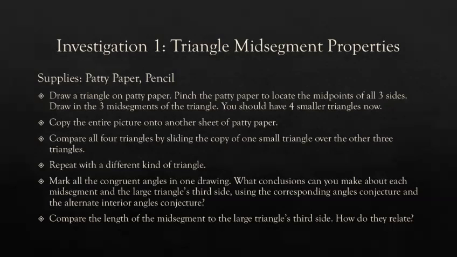Compare all four triangles by sliding the copy of one small triangle over the other three triangles. Go ahead and repeat that with a different shaped triangle. Mark all the congruent angles in one drawing. What conclusions can you make about each midsegment and the large triangle's third side using the corresponding angles conjecture and the alternate interior angles conjecture? Then compare the lengths of the midsegments to the triangle's third side. How are they related?